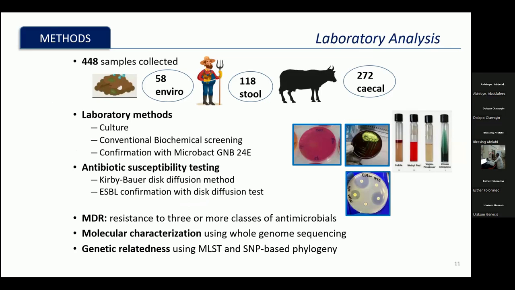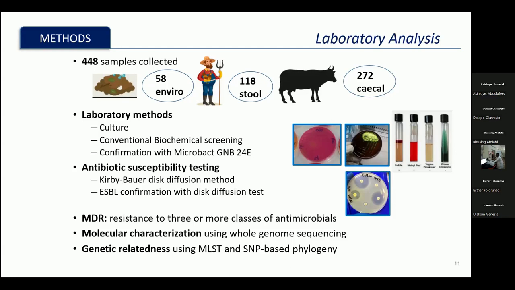We isolated bacteria using culture. We confirmed it using commercial kits and performed antimicrobial susceptibility testing using the Kirby-Bauer disk diffusion method. We defined multi-drug resistance as resistance to three or more classes of antimicrobials. We performed whole genome sequencing on all the isolates, as well as in silico detection of resistance genes, plasmid typing, and in silico multi-locus sequence typing, MLST, using schemes by Achtman, which considered allele variation among seven housekeeping genes to assign sequence types. And then we used a phylogenetic tree to determine the genetic relatedness of the isolates using a SNP-based technique. And then we visualized this tree using the iTOL tool.